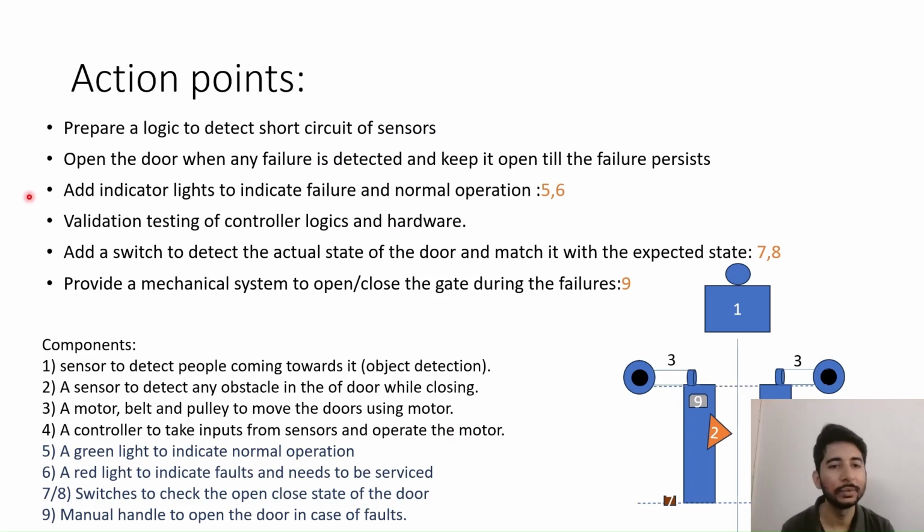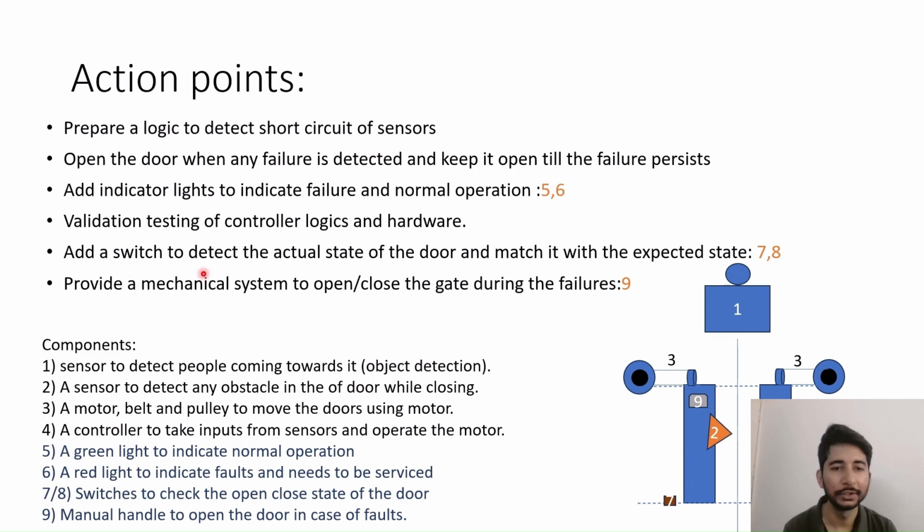And the third is to add indicator lights of green and red to the system and use them to indicate the failure and normal condition. So you can see this in the diagram here that has been added as 5 and 6 element. And next is the validation testing of controller logics and hardware. This will be done during the development phase.